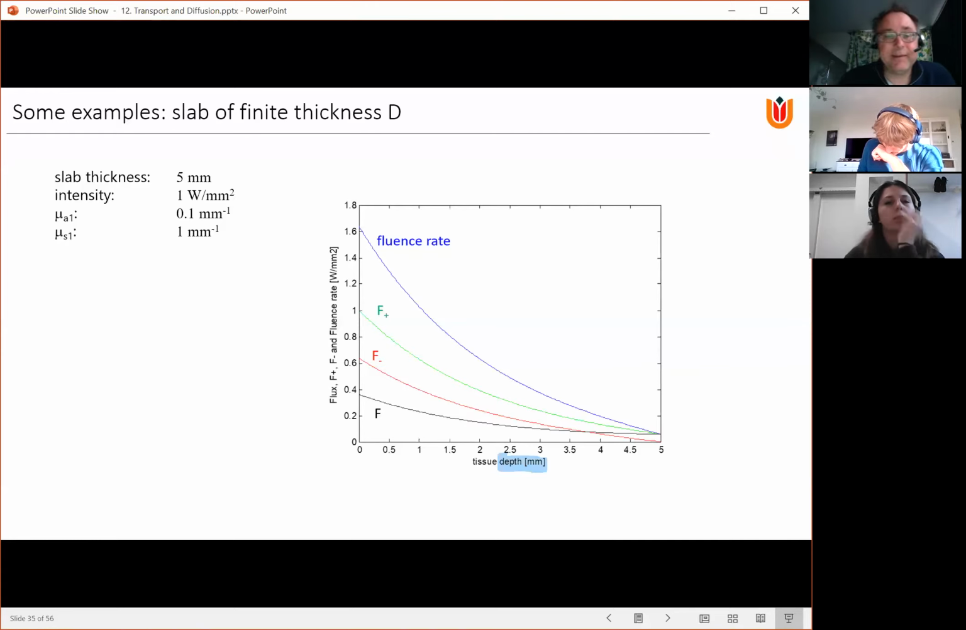Then of course we had the net flux, which was the difference between plus and minus fluxes. So that is then the black curve. But if you now look at the blue curve, the fluence rate, let's look at the fluence rate at the depth of, I mean, it's not really necessarily in the graph, but 0.1 millimeter.